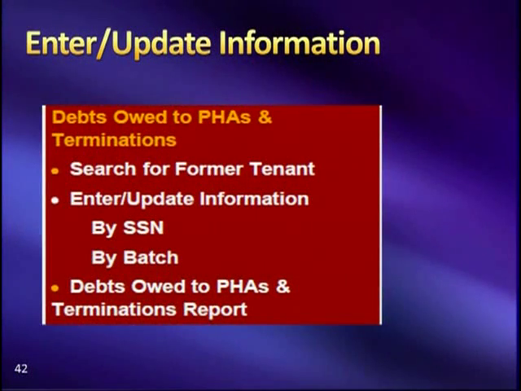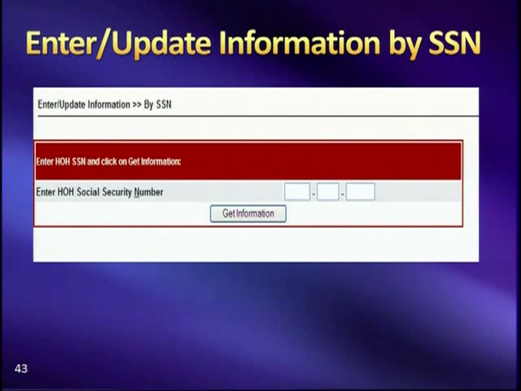Now, this is the new screen. This is the segment of the left navigation panel of EIV. For those of you that have the program administrator role, you will see enter/update information, and you will click on by SSN or by batch. Notice that if you want to enter adverse information by SSN, you simply type in the head of household social security number and click get information. See how simple that is? A lot of you asked for that, so now we've given it to you.